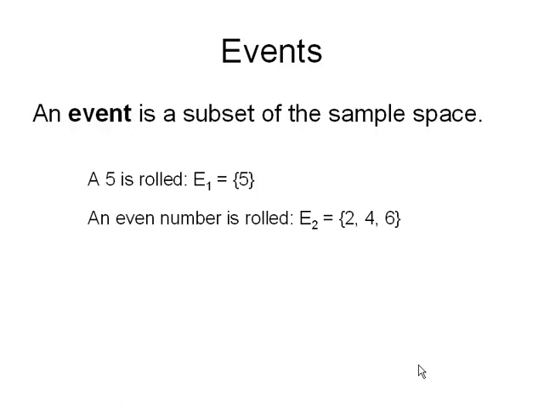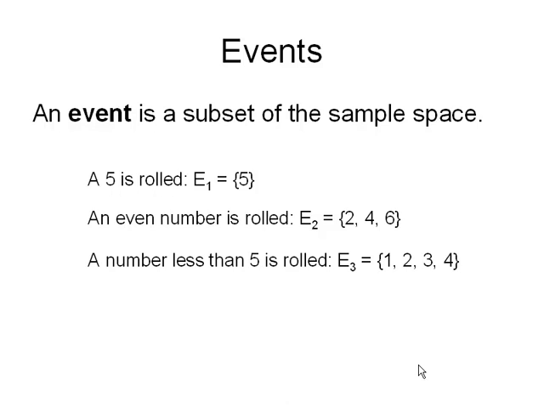Well, I could also have an event an even number is rolled and call that E2. And in that case, the set would consist of 2, 4, and 6. And again, that's a subset of the sample space. It's contained within it. I could have a number less than 5 is rolled. In that case, I could call it E3, and that set would include 1, 2, 3, and 4.